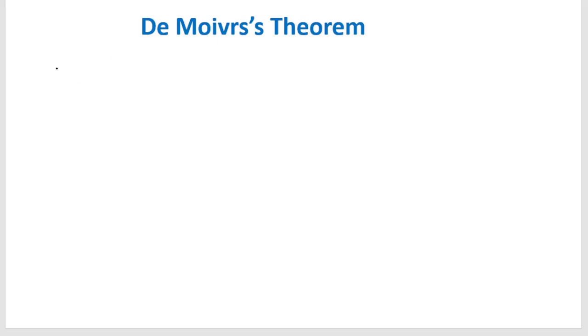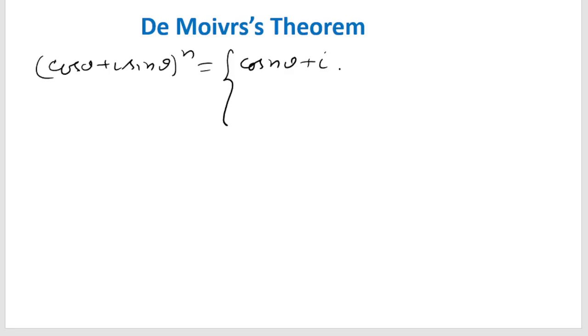So let's say (cos theta plus i sin theta) to the power n. This depends on n. This is cos n theta plus i sin n theta. This is possible if n is an integer. If n is not an integer, if n is all real values except the integer. By the way, n is a real value.